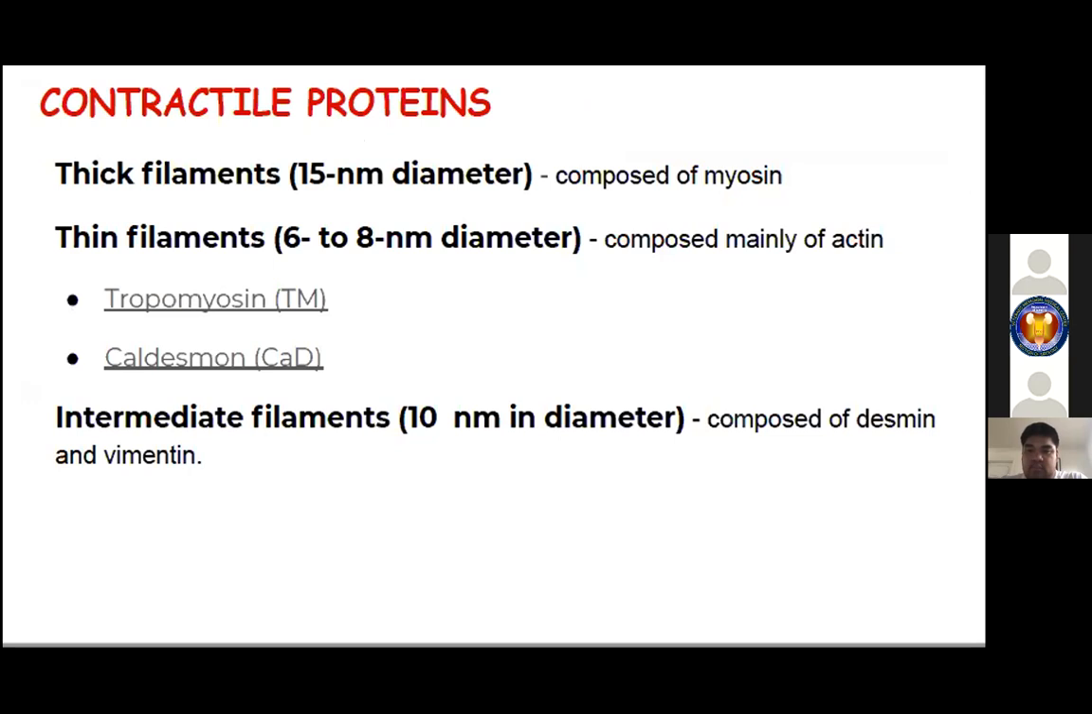So the bladder smooth muscle cells contract by the interaction of the thick and thin filaments within the intracellular cytoskeletal network. The thick filaments are composed of myosin, while the thin filaments are composed mainly of actin. Bound to actin are tropomyosin and caldesmon, both of which are important in the regulation of the contraction. Intermediate filaments are composed of desmin and vimentin.